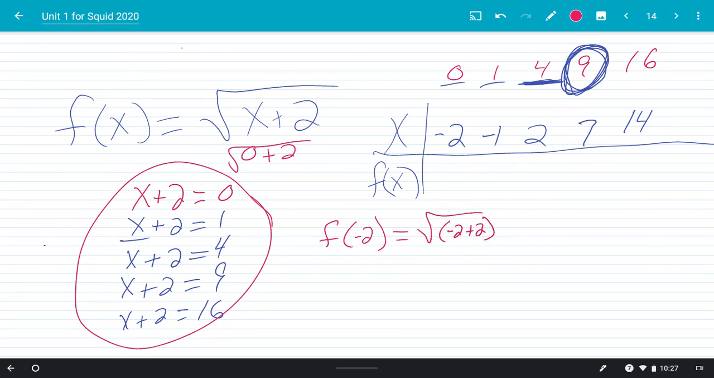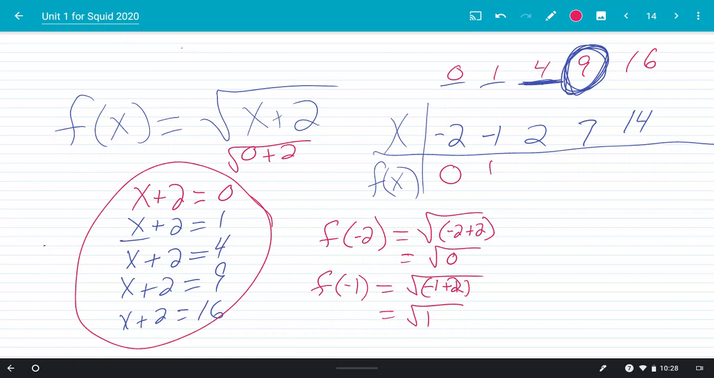plus 2. Well, -2 plus 2 is 0. What's the square root of 0? 0. Then if I do this next one, f of -1. When I plug that in, I get square root of -1 plus 2, which is what? The square root of 1. And what's the square root of 1? 1. Now is it starting to make sense a little bit?